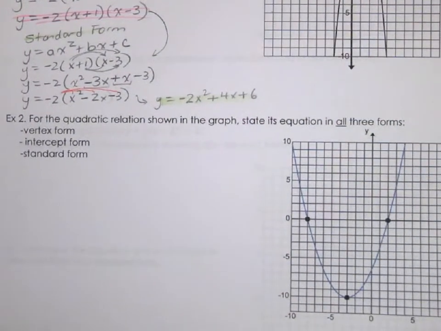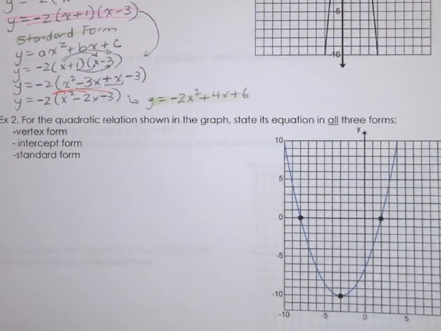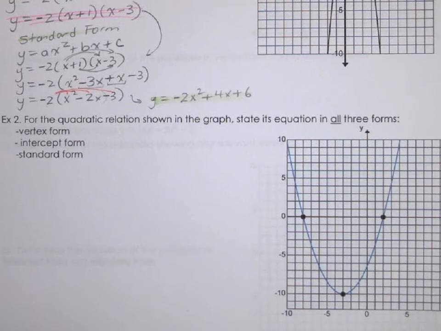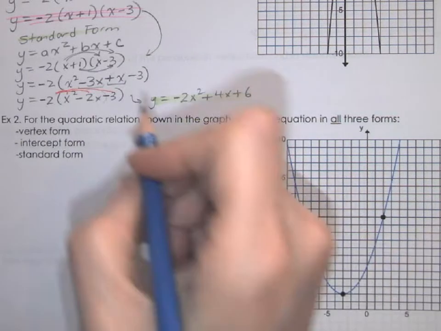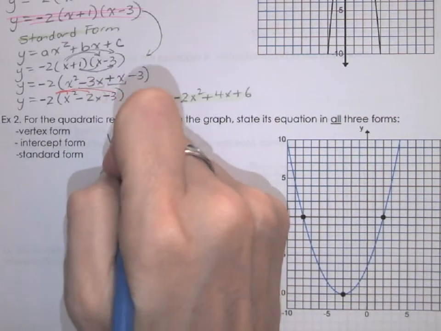Okay, so the next example: for the quadratic relation shown in the graph, state its equation in all three forms: vertex form, intercept form, and standard form. So in this case, again, we want to see what it is that we're given. You can see that we're given the vertex. So let's figure out what that is.